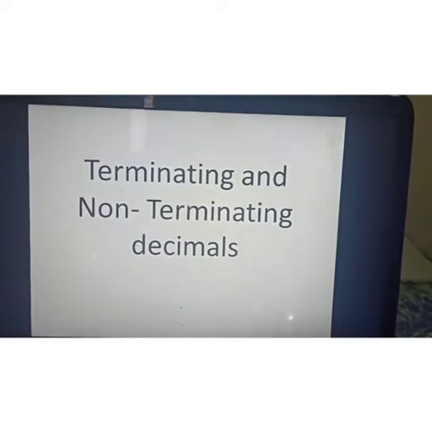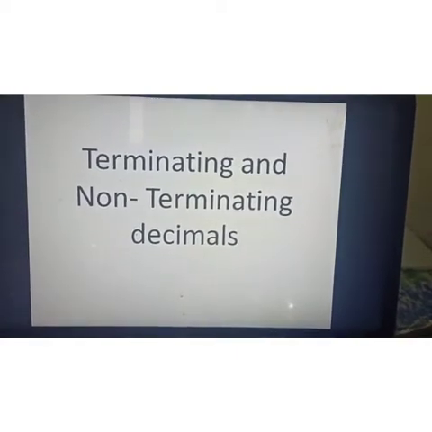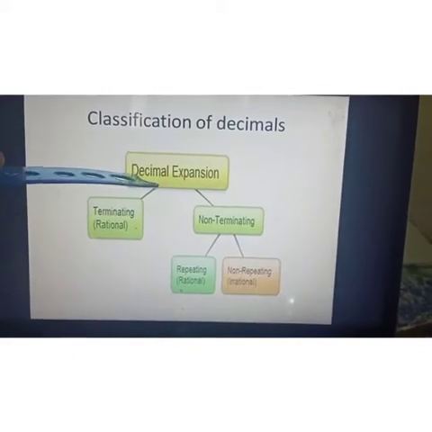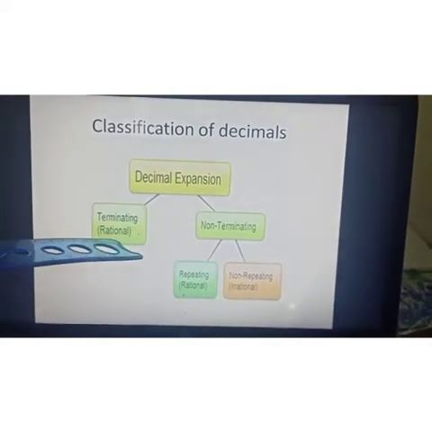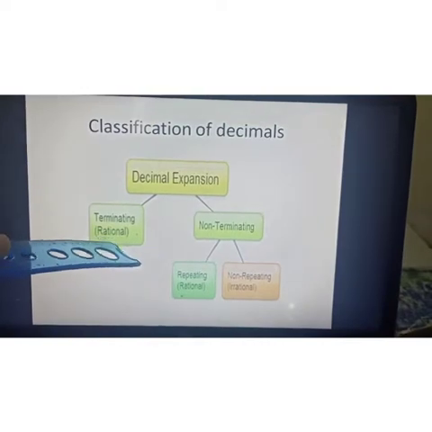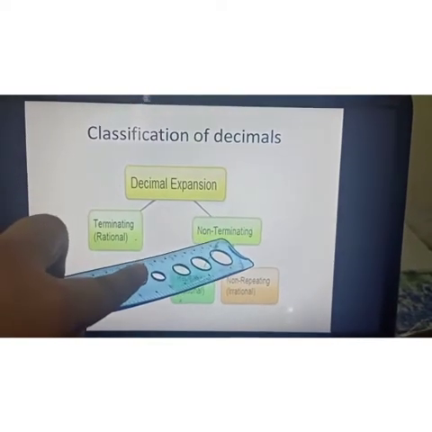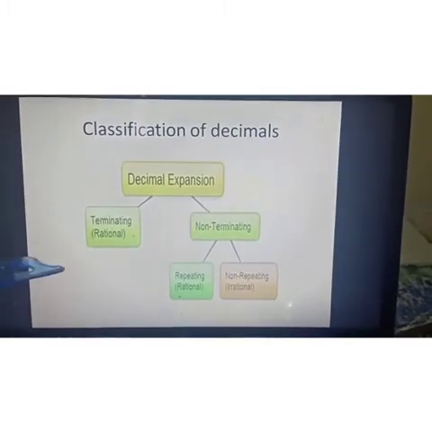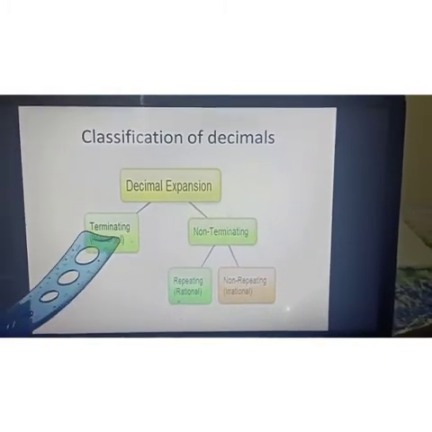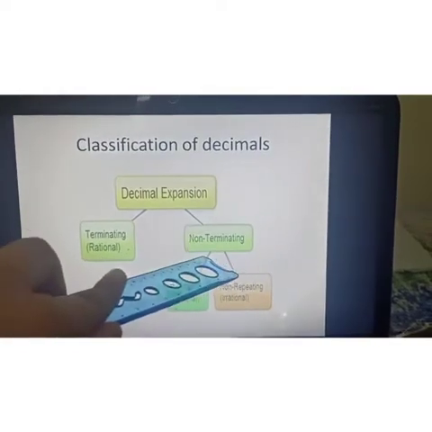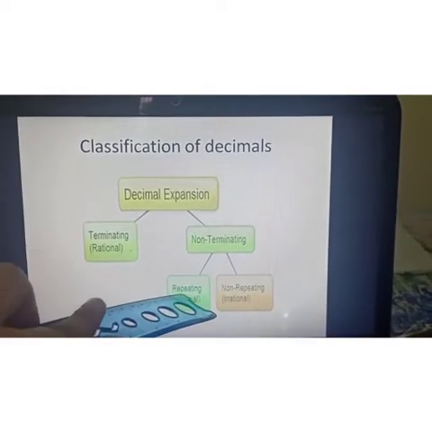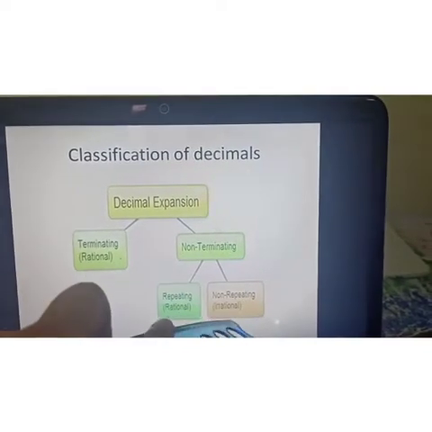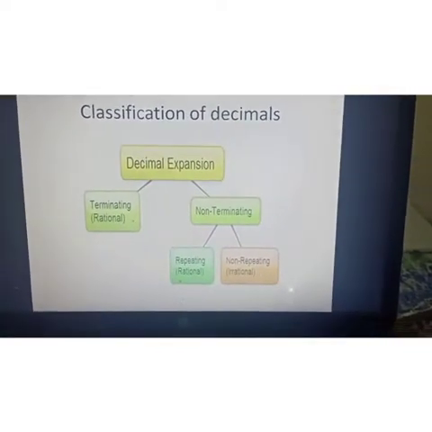First of all, we will see the classification of decimals. Basically this decimal expansion is classified into two categories, terminating and non-terminating. Non-terminating is again classified into repeating and non-repeating decimals, right? Terminating decimals are surely rational numbers. When we talk about non-terminating, if it is non-terminating repeating, then it is a rational number. If it is non-terminating non-repeating, then it is an irrational number, right?